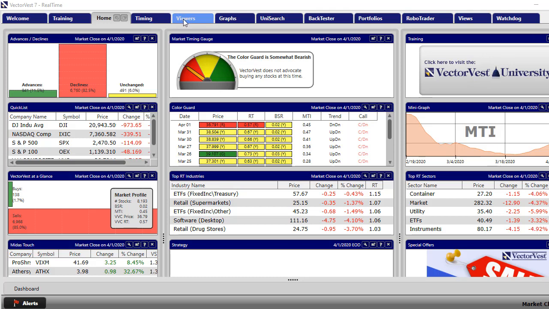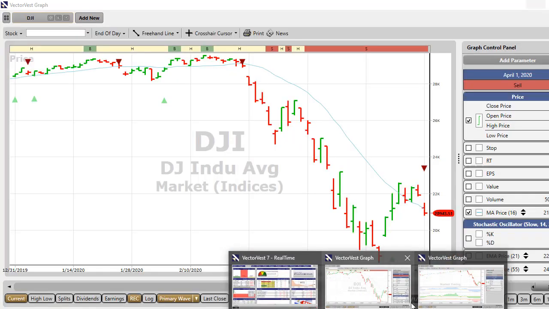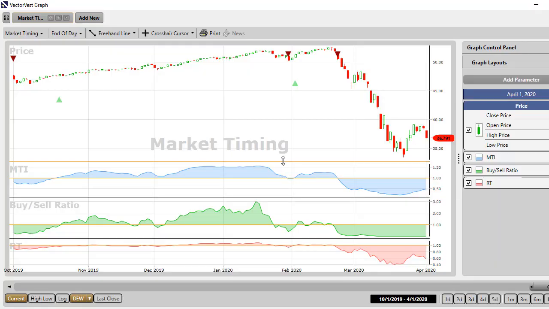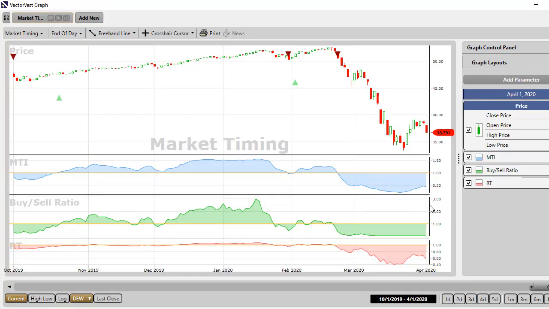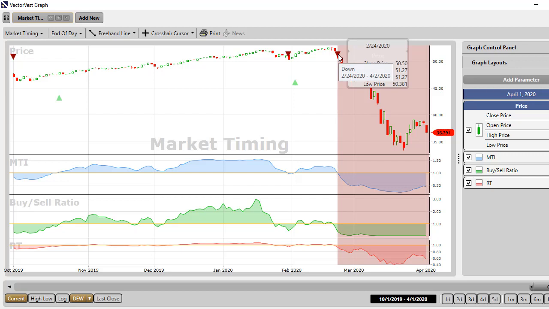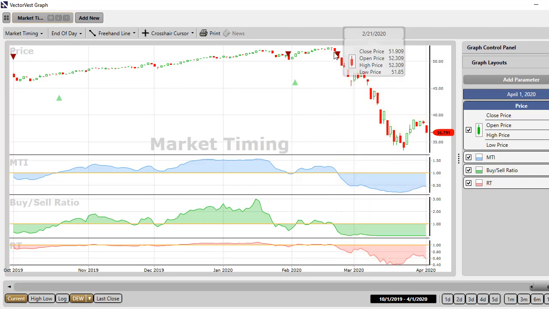So let's have a look at the VectorVest composite. That's the composite of the USA, all 8,000 plus shares that we follow on the American stock markets. It's accompanied by our market timing signals. And as you can see, a really good signal on the 24th of February, which in fact preempted this move the whole way down.